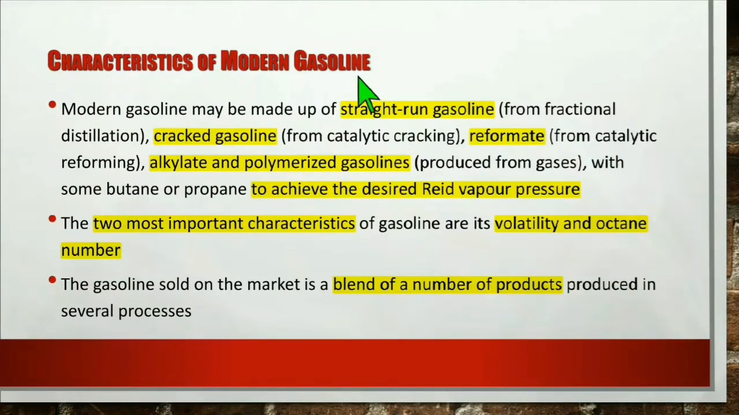Characteristics of modern gasoline. Modern gasoline may be made up of straight-run gasoline from fractional distillation, cracked gasoline from catalytic cracking, reformate from catalytic reforming, alkylate and polymerized gasolines produced from gases, with some butane or propane to achieve the desired vapor pressure. The two most important characteristics of gasoline are its volatility and octane number. The gasoline sold in the market is a blend of a number of products produced in several processes.